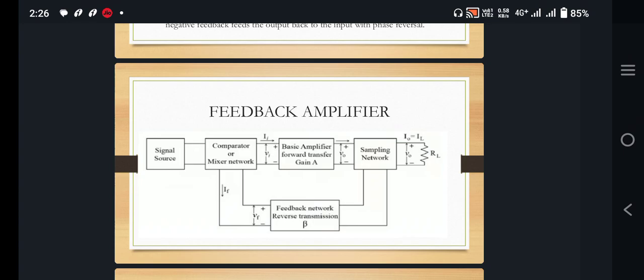Feedback amplifiers. This block diagram represents the concept of feedback along with the amplifier. The signal source is given to the comparator or mixing circuit. The output of the comparator is given to the basic amplifier with the forward transfer gain A. Then a portion of samples from the output of the basic amplifier is fed back to the comparator through the feedback network, the reverse transmission.